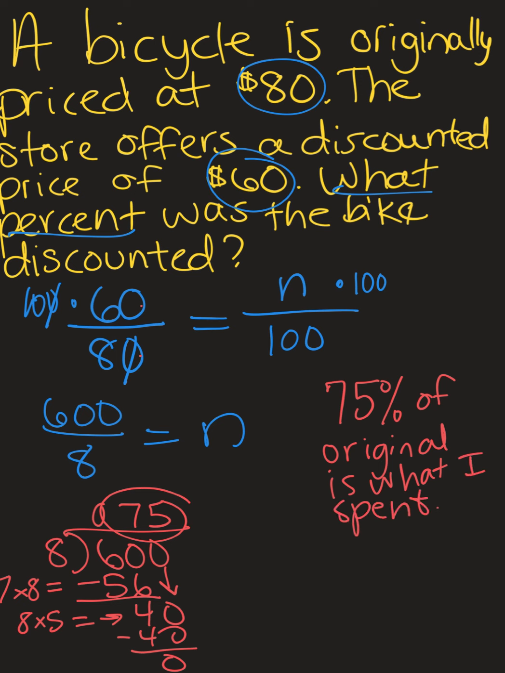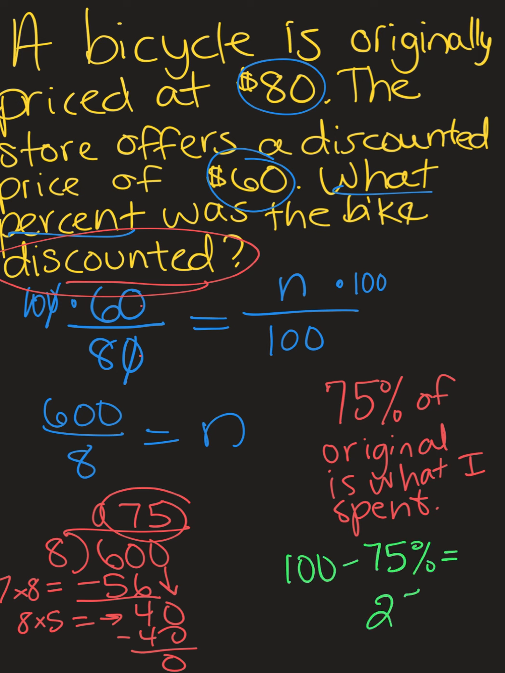Okay, but that's not what the question's asking. Question is, what percent was it discounted? So to find the discounted price, I need to take 100 minus 75%. That gives me my discount of 25%. Now, you could have done your subtraction earlier on. I could have said, what is 80 minus 60? And set this number as 20 right off the bat, and that would have shown me that 25%, because I was looking at what the amount was that was removed from the original cost.